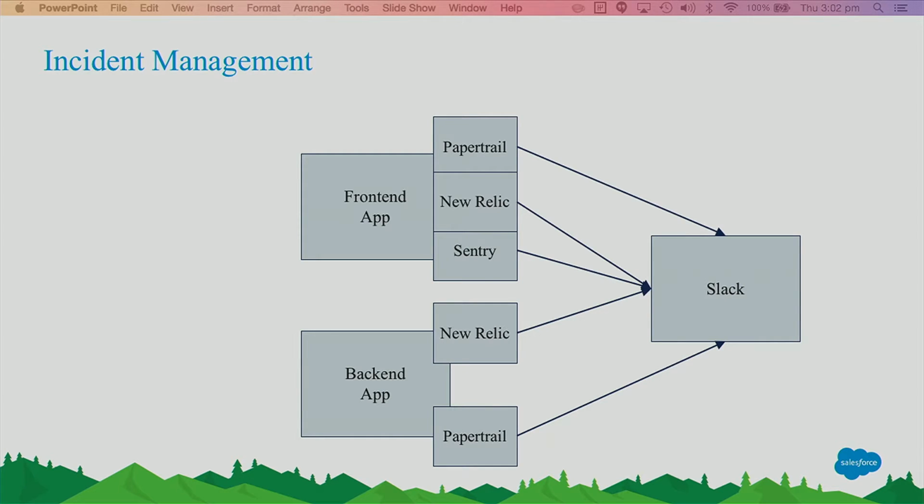And then we've got New Relic, so we can track the performance and any exceptions that occur in the application. And then in the case of the front-end application, we also have Sentry, which allows us to monitor any errors that happen in the JavaScript side of things. And then all of these have a series of alerts set up so that when something goes wrong, we get a notification going into Slack.